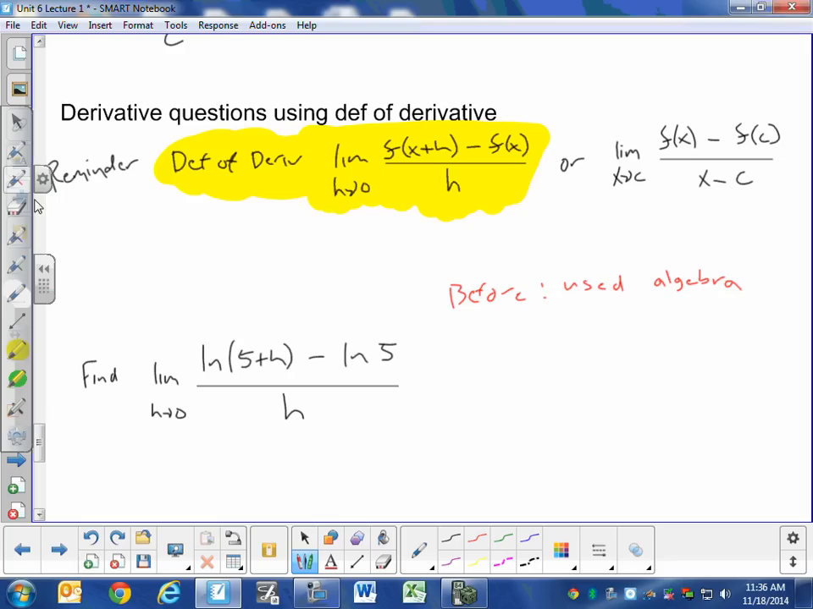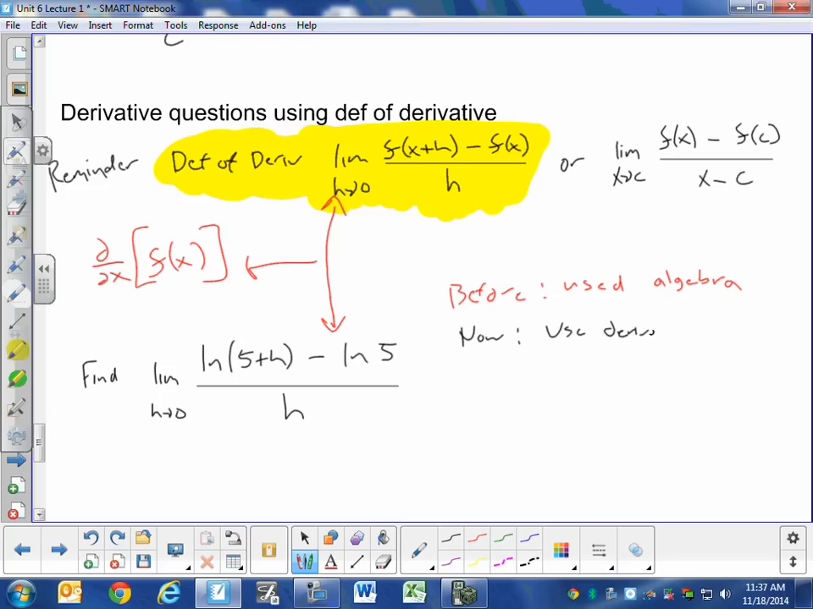Instead, what we need to do is connect this stuff with what this means. This is just the derivative of my function. And you can find the derivative of a function by using the definition of a derivative, or you can use derivative rules.